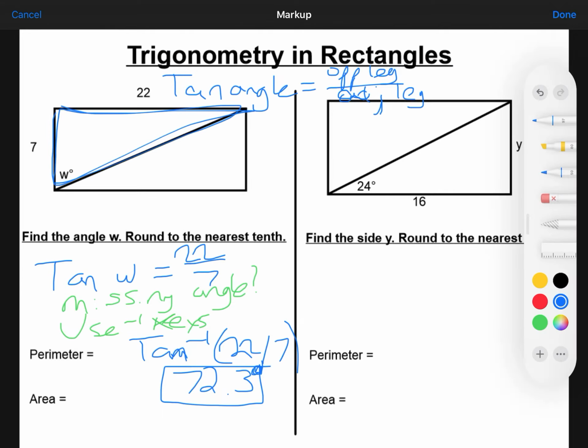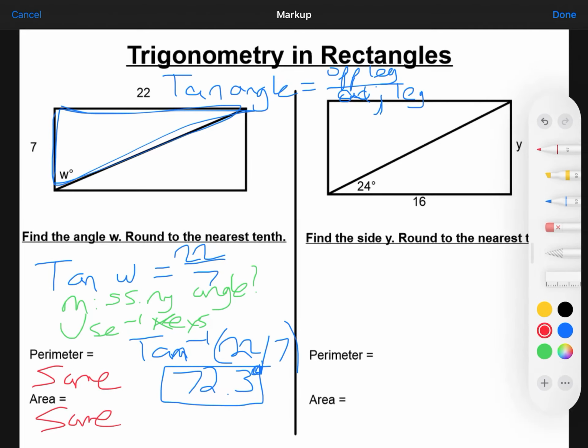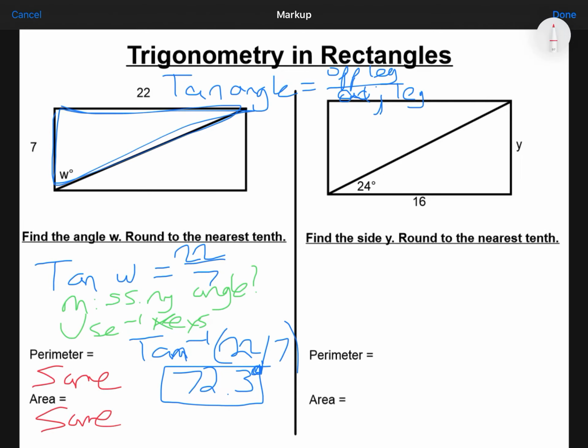In terms of area and perimeter, it's the same type of idea. Nothing new on this page. Just simply add up the sides. It'll be the same idea where you add up the 4 sides, 7 plus 22 plus 7 plus 22, to get the perimeter, and do 7 times 22 to get the area.